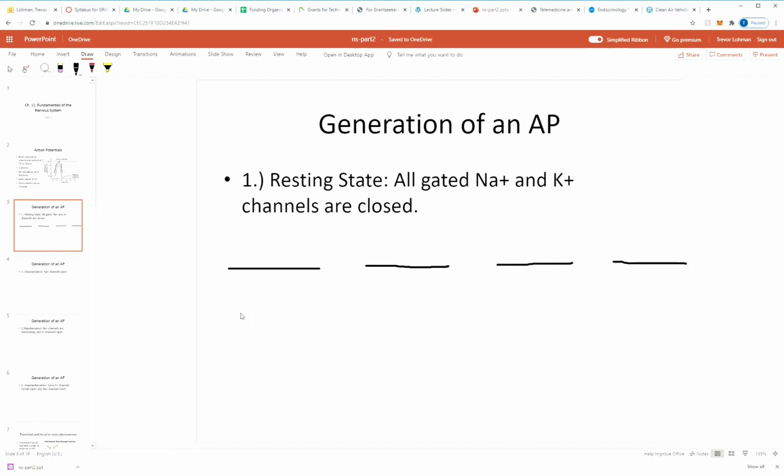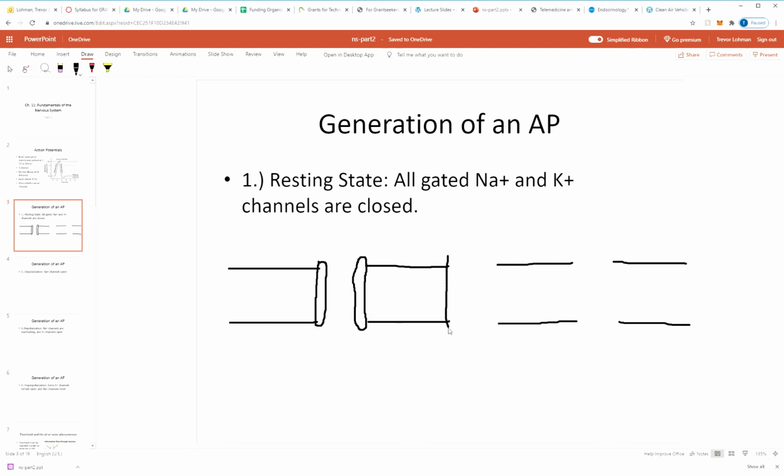All right, on each slide, I'm going to have 3 channels. I'm going to have a voltage-gated sodium channel, a voltage-gated potassium channel, and then a potassium leakage channel. So let's draw the potassium leakage channel. I'm just drawing a protein channel. This isn't necessarily anatomically accurate.